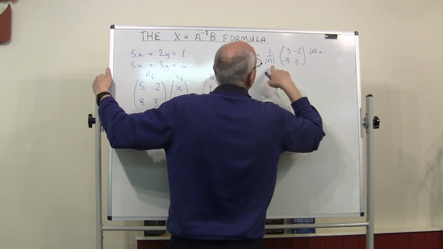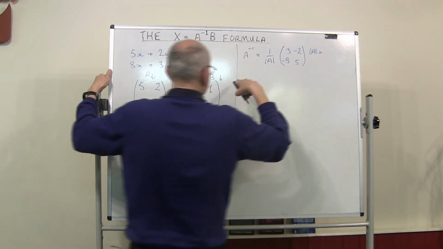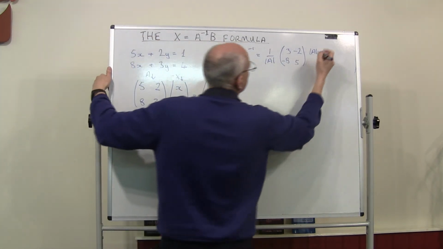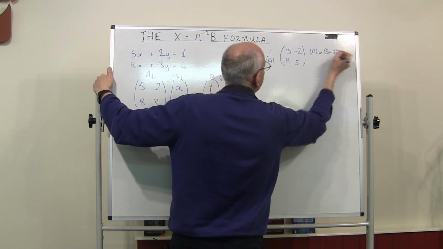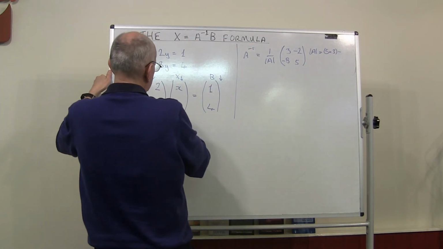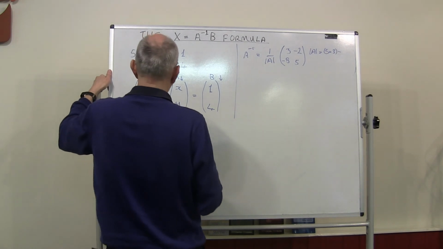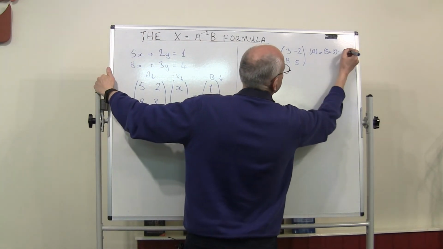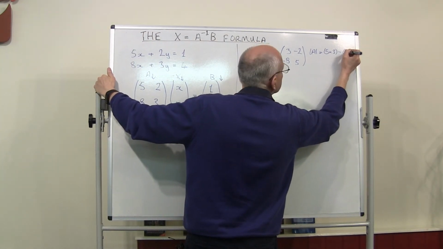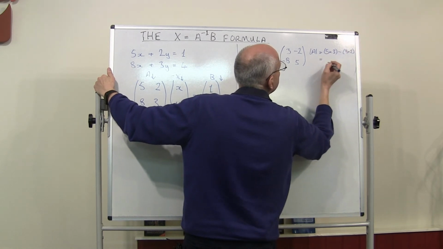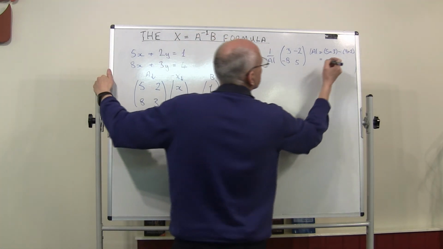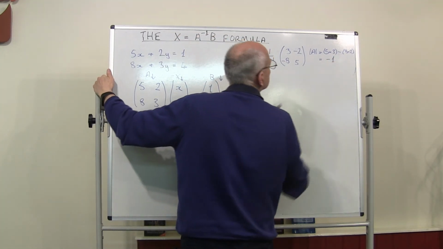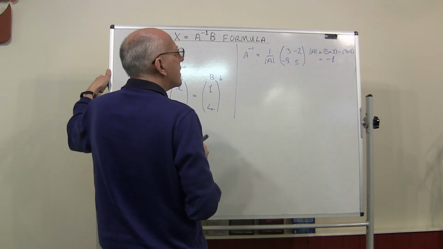Now the determinant of A is 3 times 5, so I do it from this one, 5 times 3, minus 8 times 2. So 2 times 8, 8 times 2, it's the same. Okay, which gives me 15 minus 16, so minus 1. Okay, so the determinant of A is minus 1.